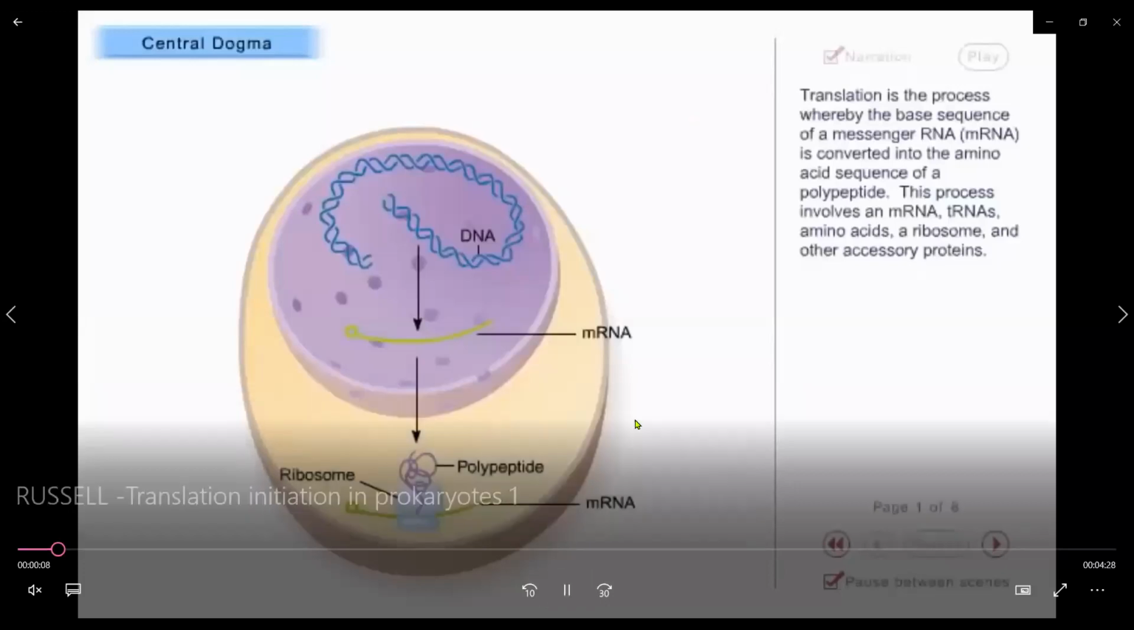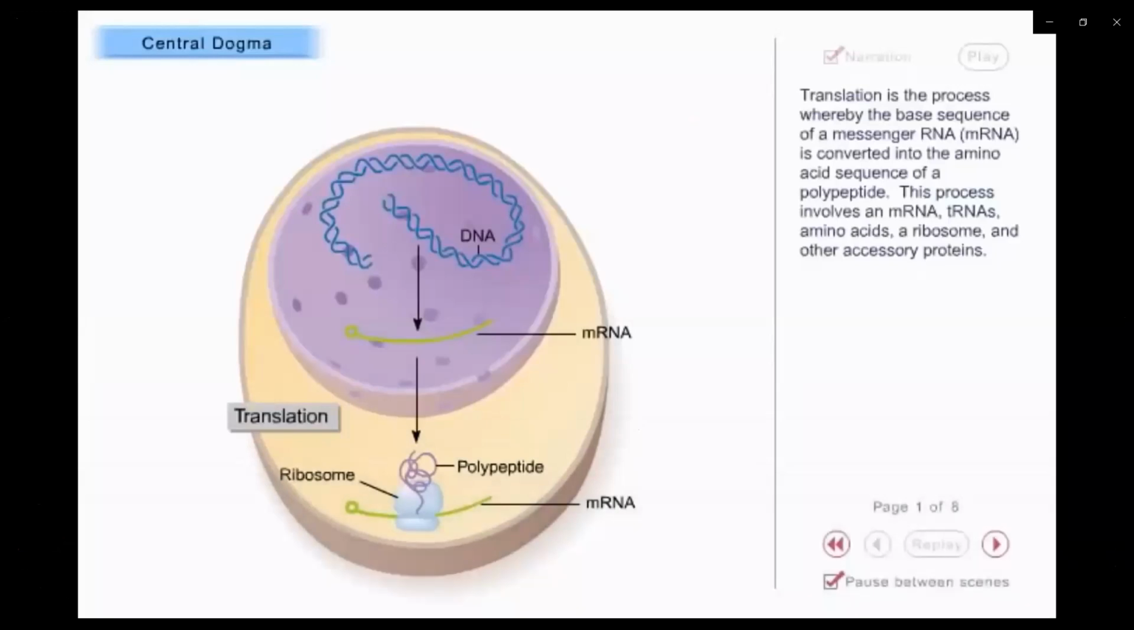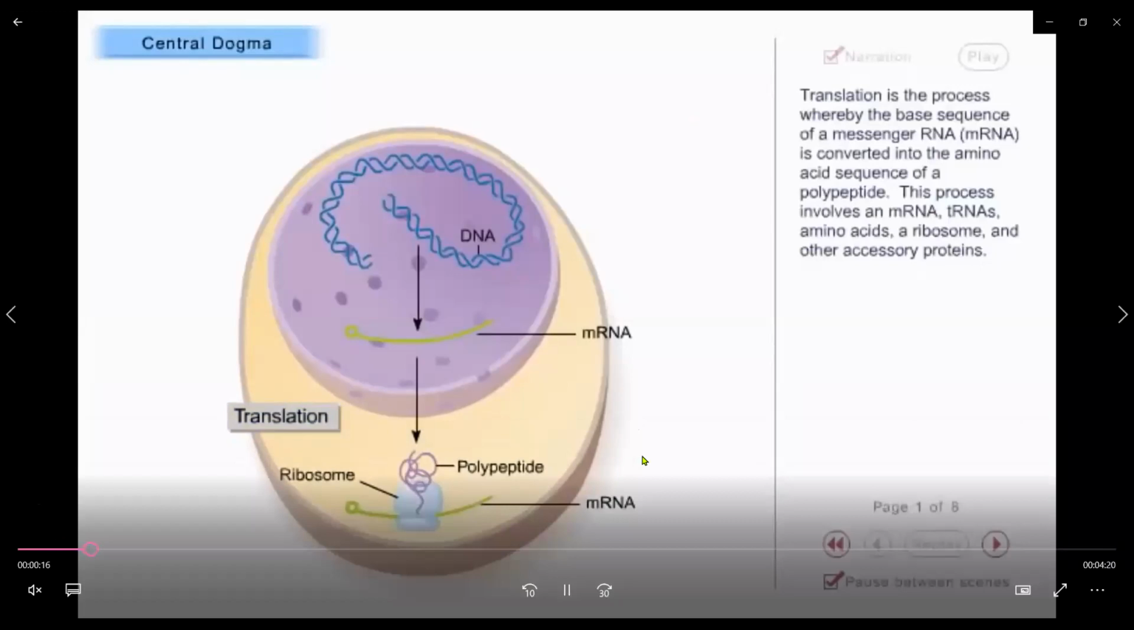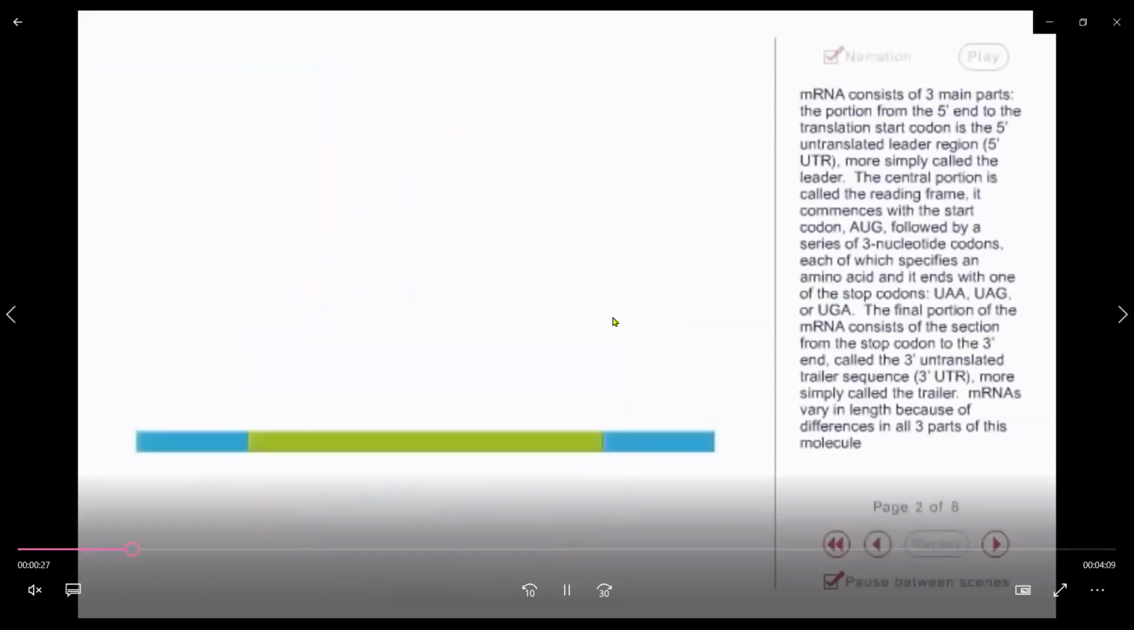As I just now said, translation is a process whereby the base sequence of a messenger RNA is converted into the amino acid sequence of a polypeptide. This process involves an mRNA, a tRNA, amino acids, a ribosome, and some accessory proteins. We have done this. This is still a recapitulation.